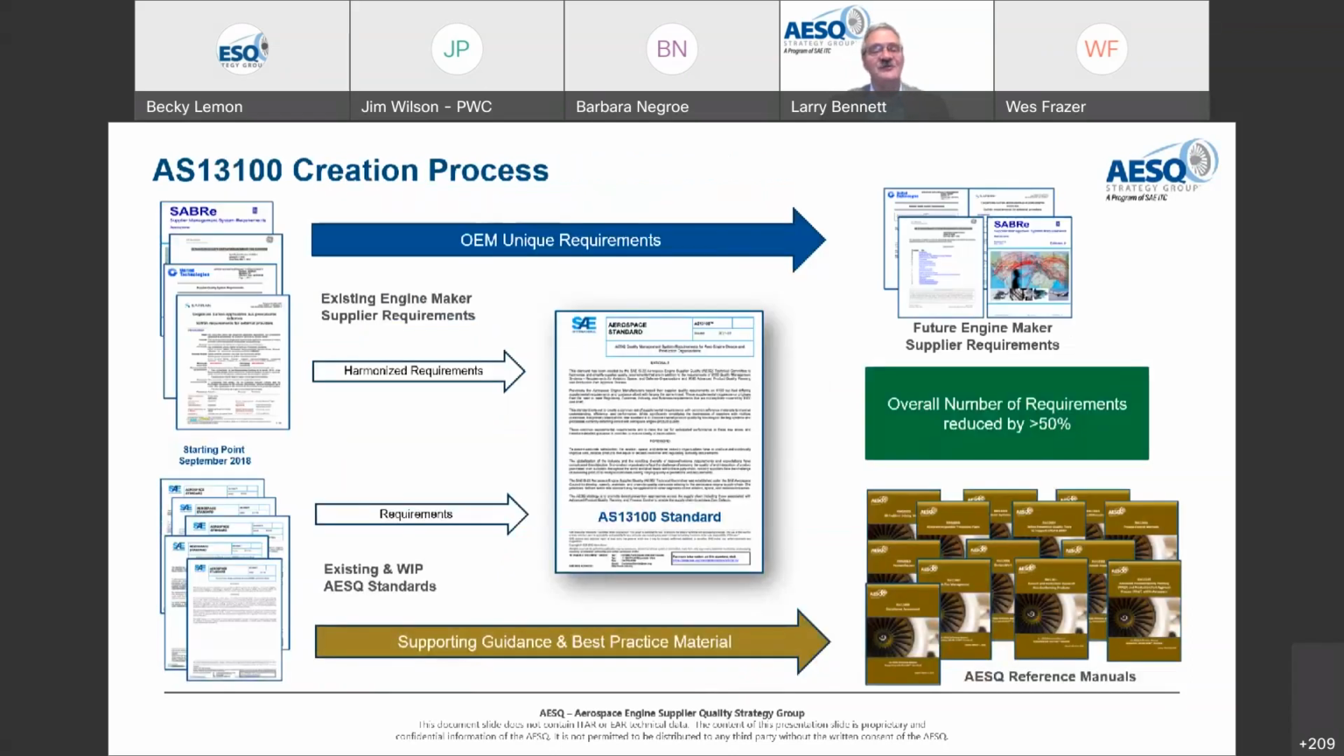As you can see on the left-hand side of the screen, we met at Rolls-Royce headquarters in London in 2018, and each of us brought our own command media. GE, Pratt, Rolls, and Safran were sitting in the meetings for about a week or so, rationalizing and trying to come to an agreement on the documents. We took the existing AS13000 series documents, which Barbara mentioned, 2, 3, 4, 5, 6, 7, and we turned them into a draft.